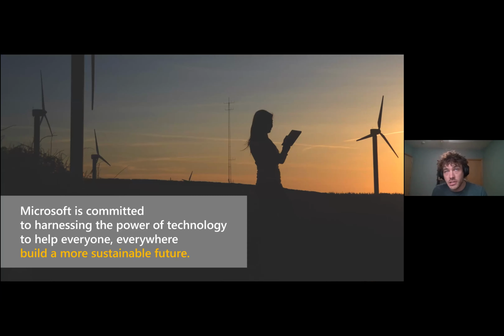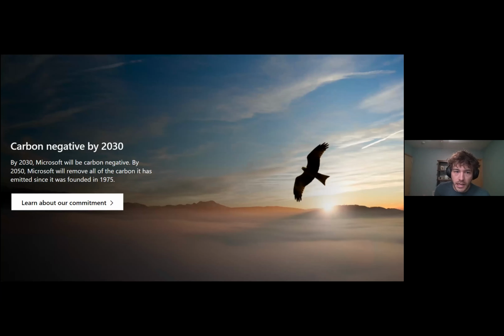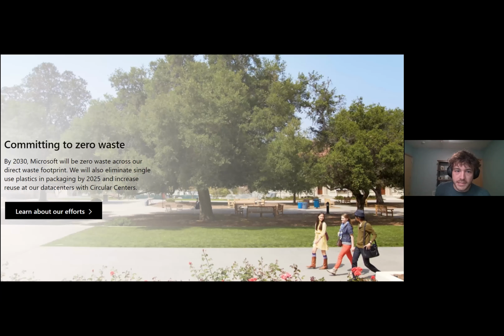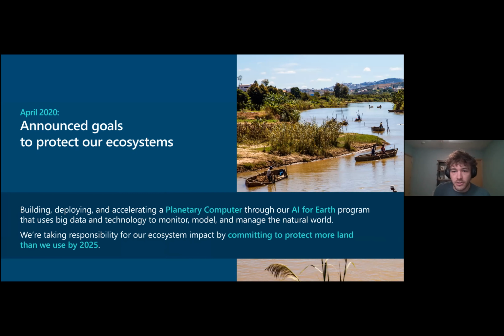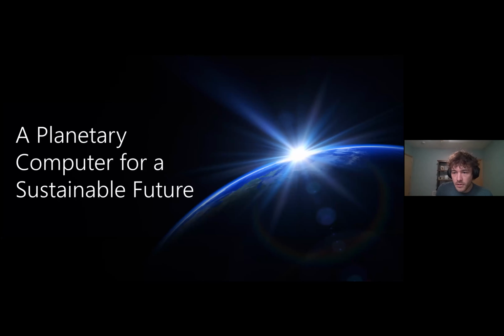A couple of years ago, Microsoft made a bunch of commitments around things like being carbon negative, water positive, zero waste, and then protecting ecosystems. That's where the Planetary Computer falls. There's some obvious protecting ecosystems, like protecting land, setting it aside. But then there's this Planetary Computer thing, which is an acknowledgement that many environmental sustainability challenges look a lot like geospatial data analysis problems. And so that's where the Planetary Computer comes in.